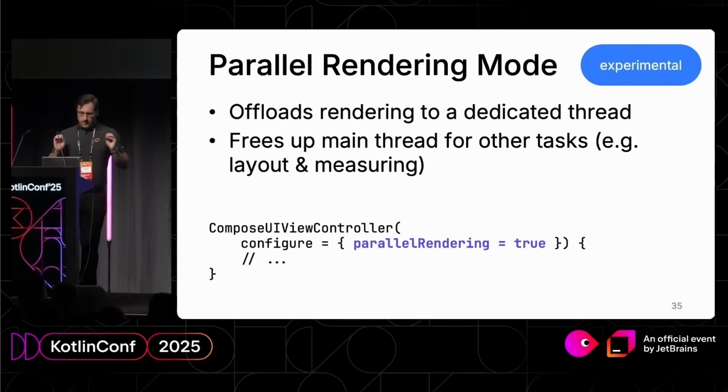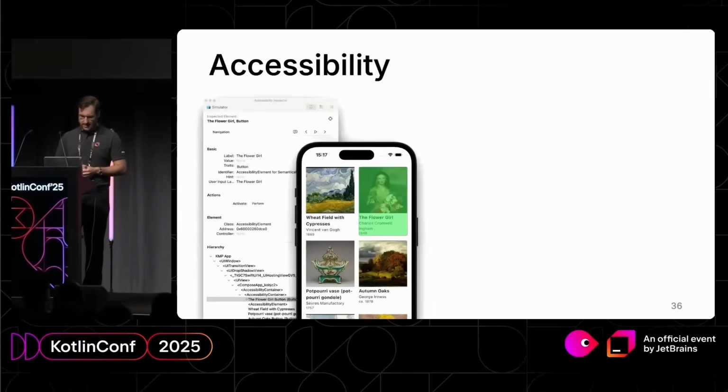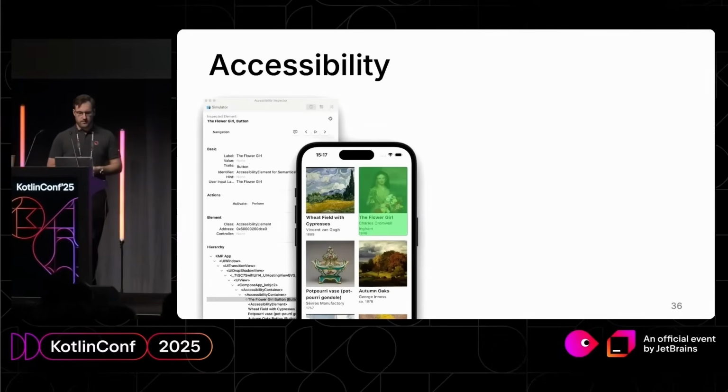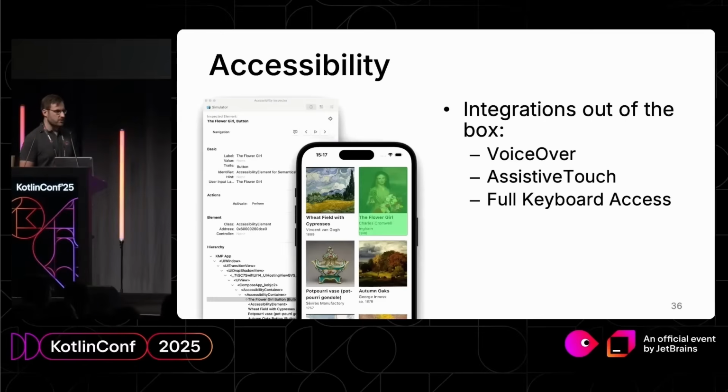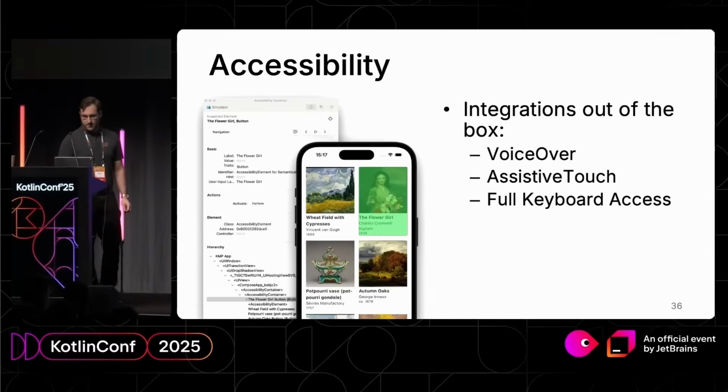Now, of course, one of the things that is extremely important as well when we talk about feeling is that your app feels good for all of your users. So we also did a lot of investment into accessibility out of the box with Compose Multiplatform. In general, on iOS, you automatically get functionality like VoiceOver. You get integrations with Assistive Touch that allow you to navigate through the individual UI elements, and you can also allow people to use full keyboard access with your applications without you having to do anything.